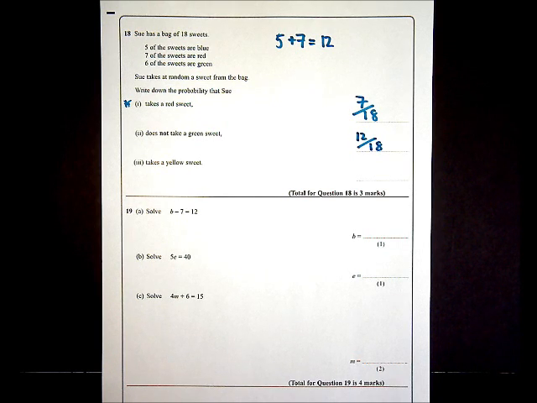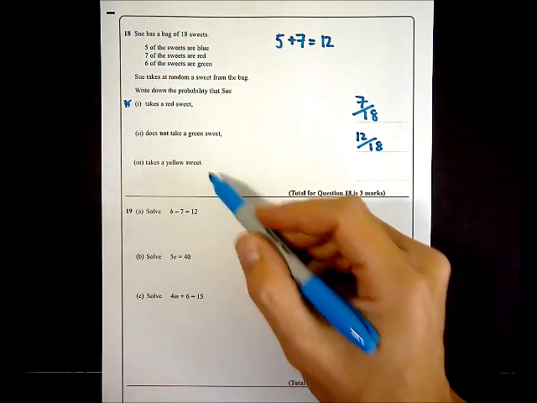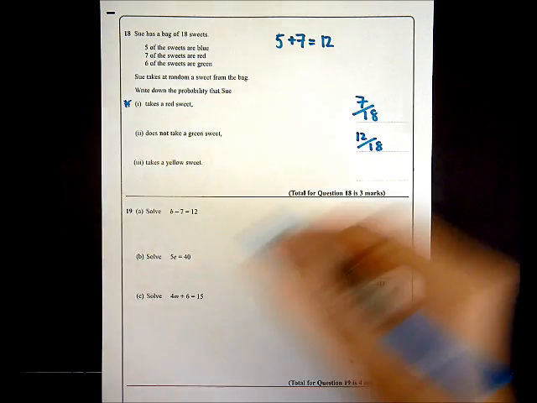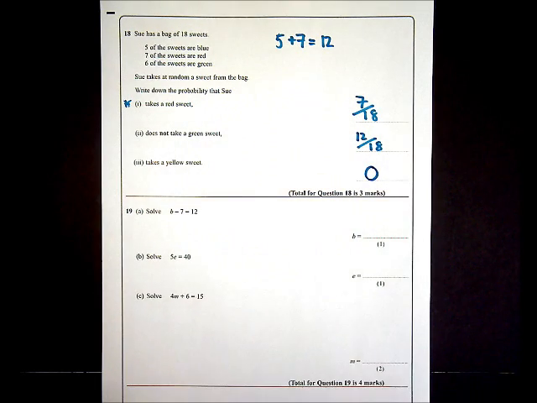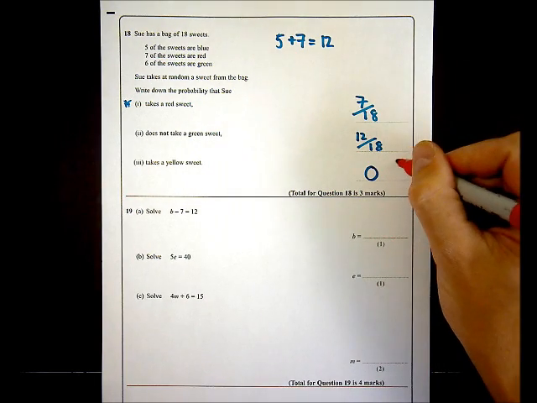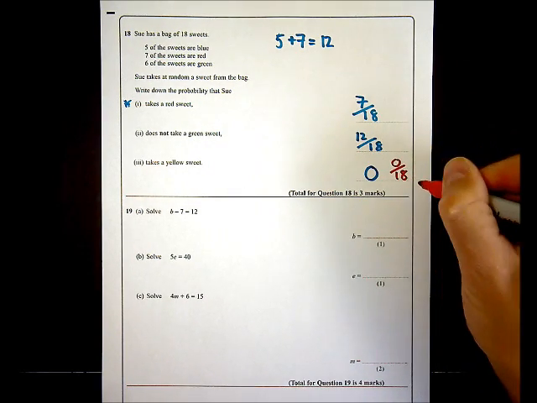And in part III, I'm asked to work out the probability that she takes a yellow sweet. Now there are no yellow sweets in the bag at all, so that would be a probability of 0. Notice that it isn't 0 over 18. If I write that, I'm going to lose that mark.